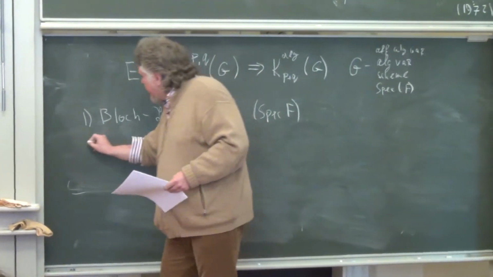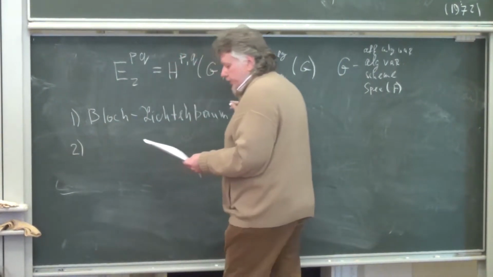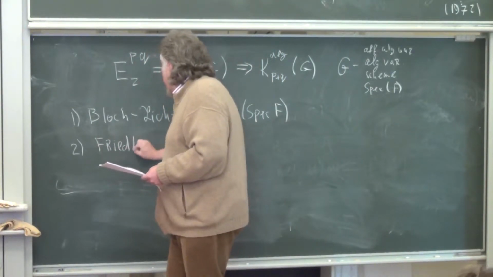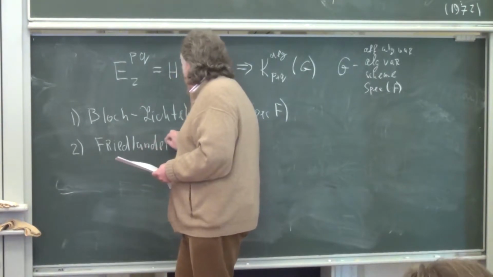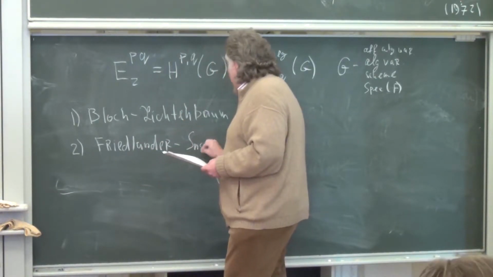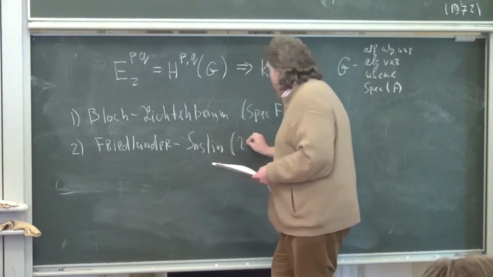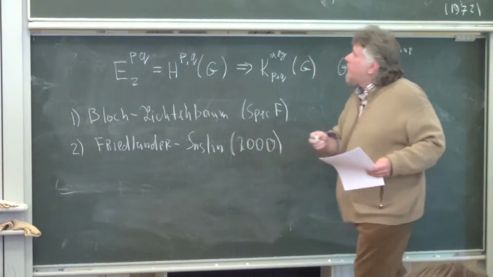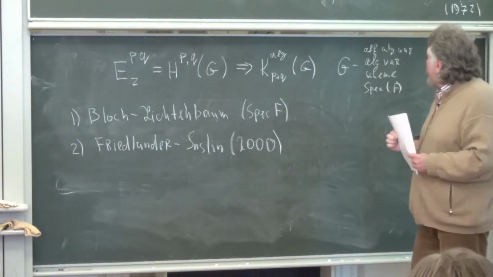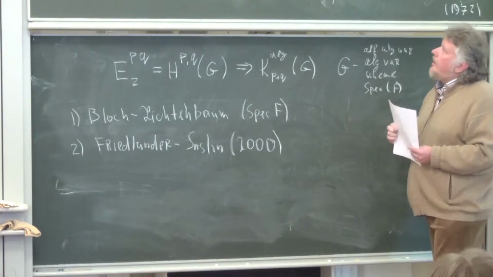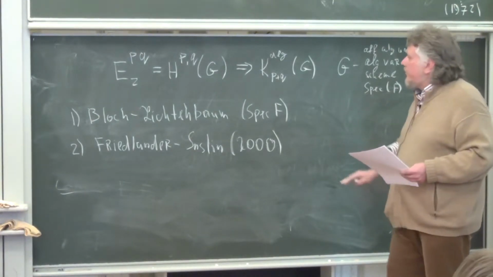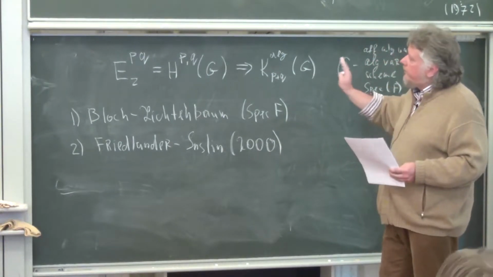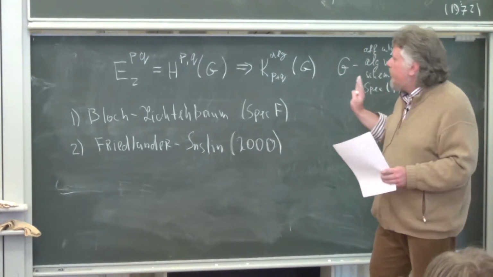And the second, first successful, was a paper of Friedlander and Suslin. It's 2000. So they considered the case of smooth algebraic varieties, and they constructed this spectral sequence. I will write the exact form of this spectral sequence just a bit later.